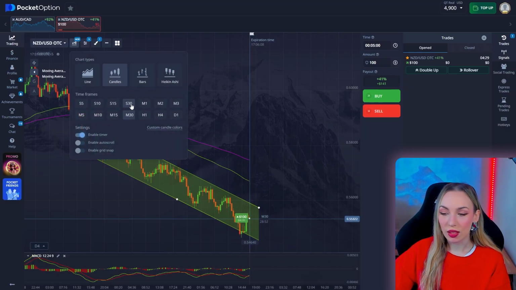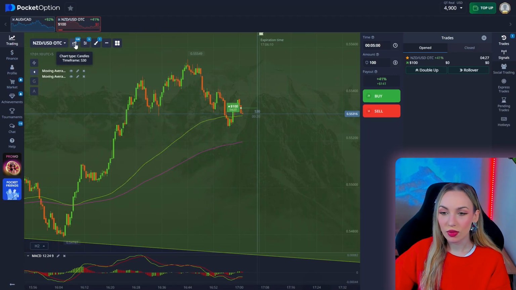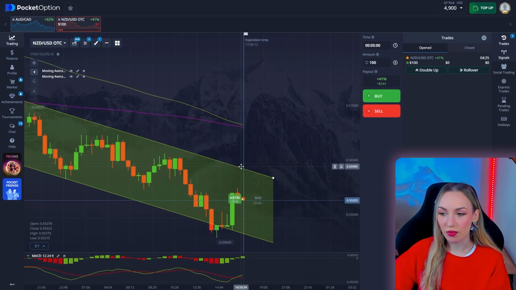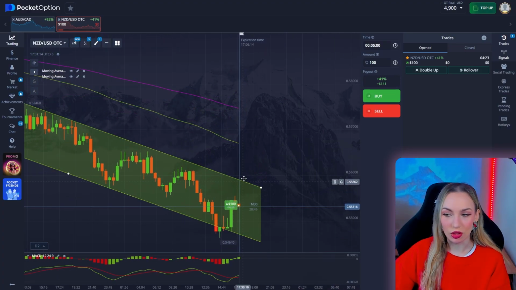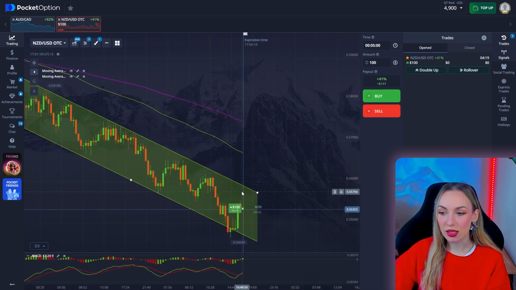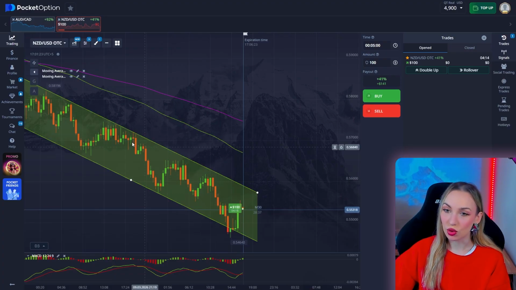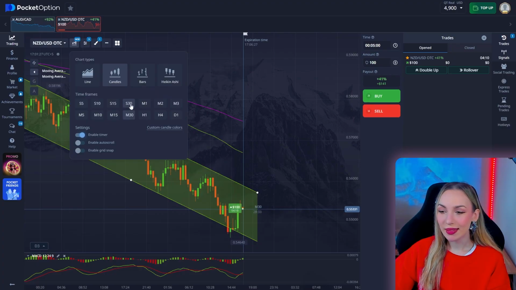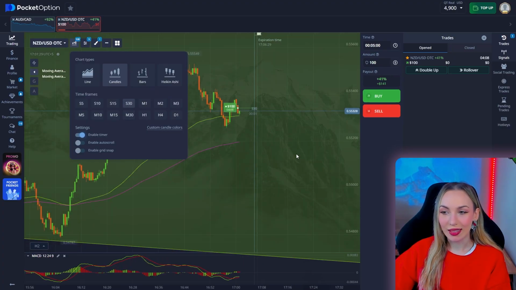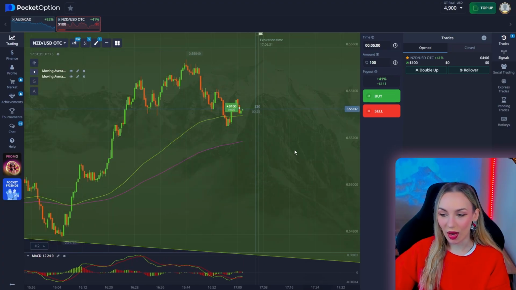I opened the trade in the upward direction because first of all, on 30 minutes time frame, I saw that the price still didn't touch the resistance. It touched the support, but it feels like it still is on the way to touch the resistance, even though it's kind of risky to open the trade against the main trend. But I saw that it has the potential to go up.